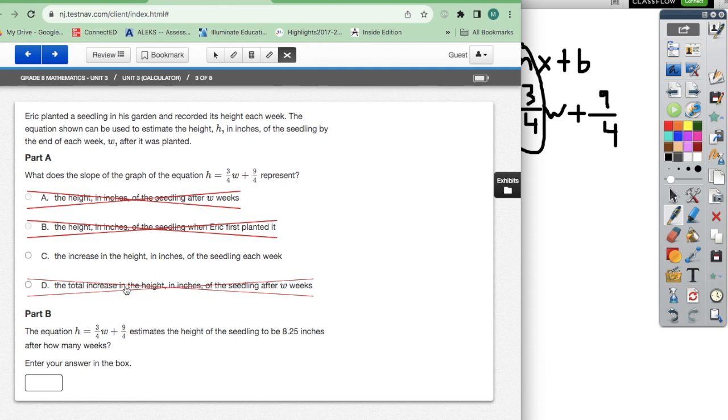Is the total increase. So actually slope is just how it changes, right? So it's the increase in height. We didn't have to know anything specific here, but we did have to know the idea of what slope is.